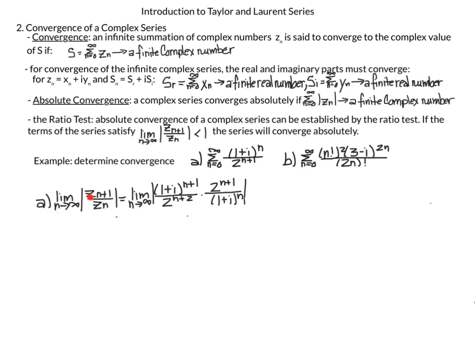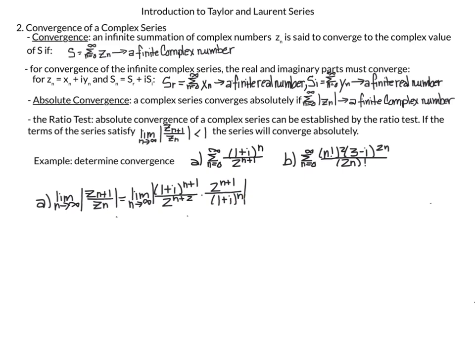So the limit as n approaches infinity of the absolute value of z to the n plus 1 over z to the n is equal to the limit as n approaches infinity. So for part A, I'm going to substitute n plus 1. So we have (1 plus i) raised to the n plus 1 over 2 to the n plus 2. And then I multiply by the reciprocal of what's here to get z_n on the bottom. So I'm going to have 2 raised to the n plus 1 over (1 plus i) raised to the n.